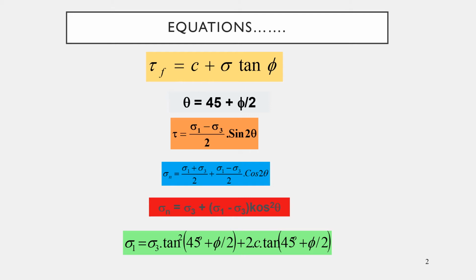Here are some important equations that can be used to solve questions regarding shear strength specifically. If you look at the list given here, we have the Mohr-Coulomb equation, in which shear strength is equal to cohesion plus normal stress multiplied by tangent friction angle. Remember, the two main parameters of shear strength are cohesion and friction angle.